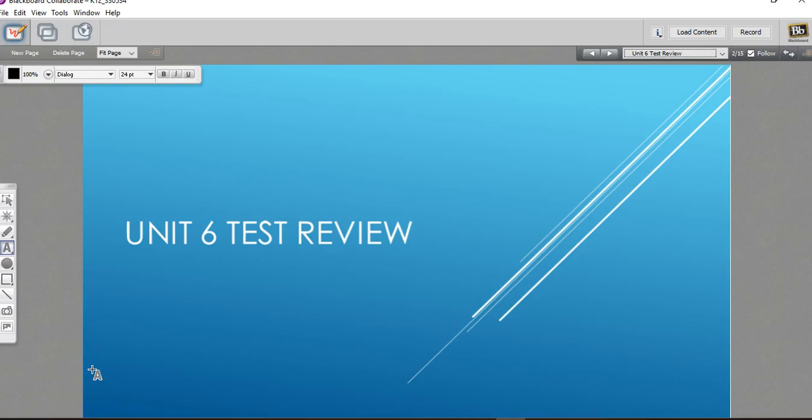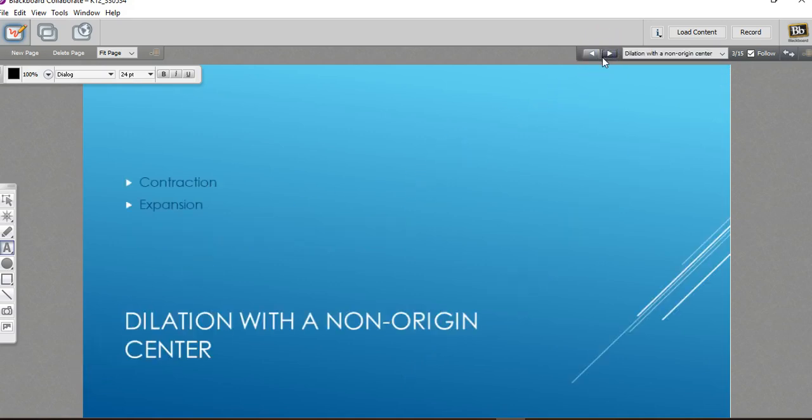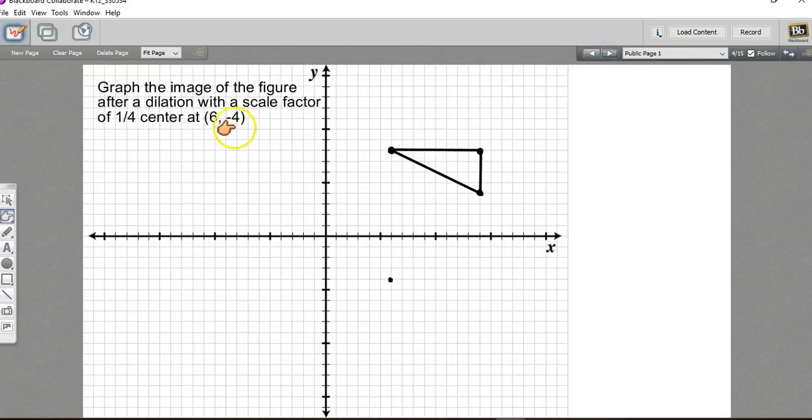Okay, this is a recording for the Unit 6 test review. Problem number 1 will talk about a dilation with a non-origin center. Be prepared to look at it as a contraction, or it could possibly be an expansion, and it will look something like this.